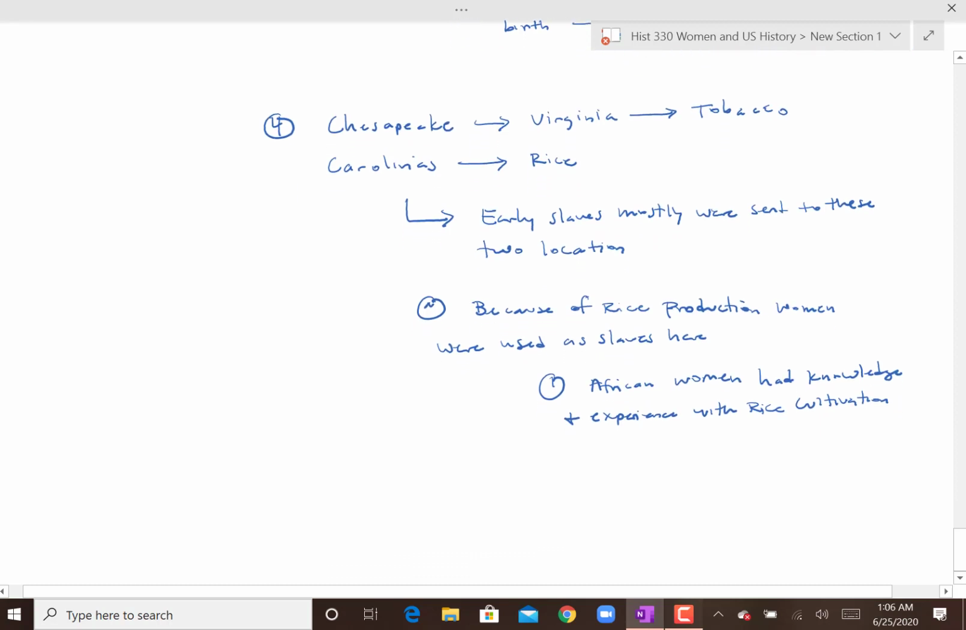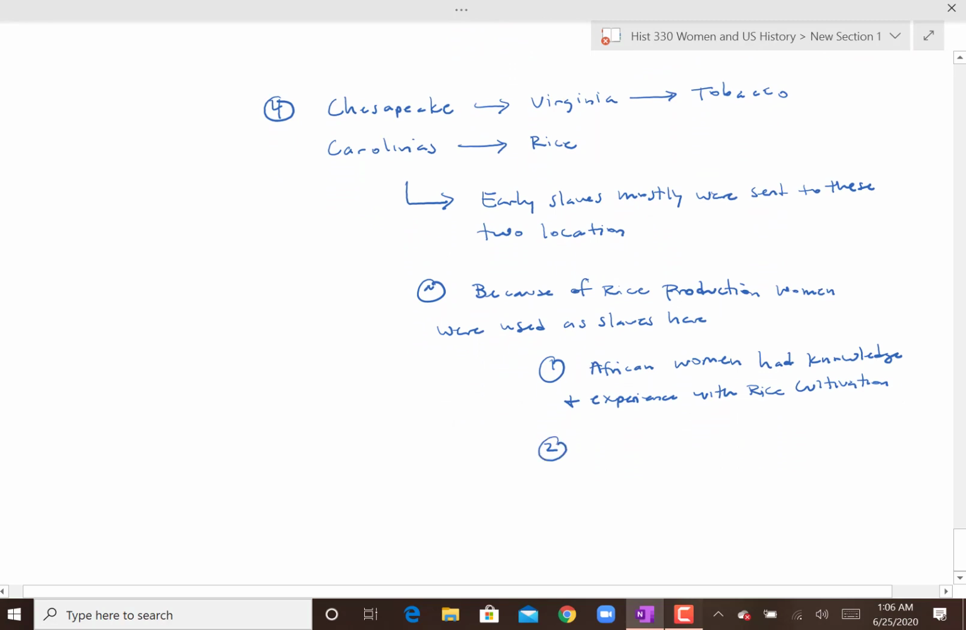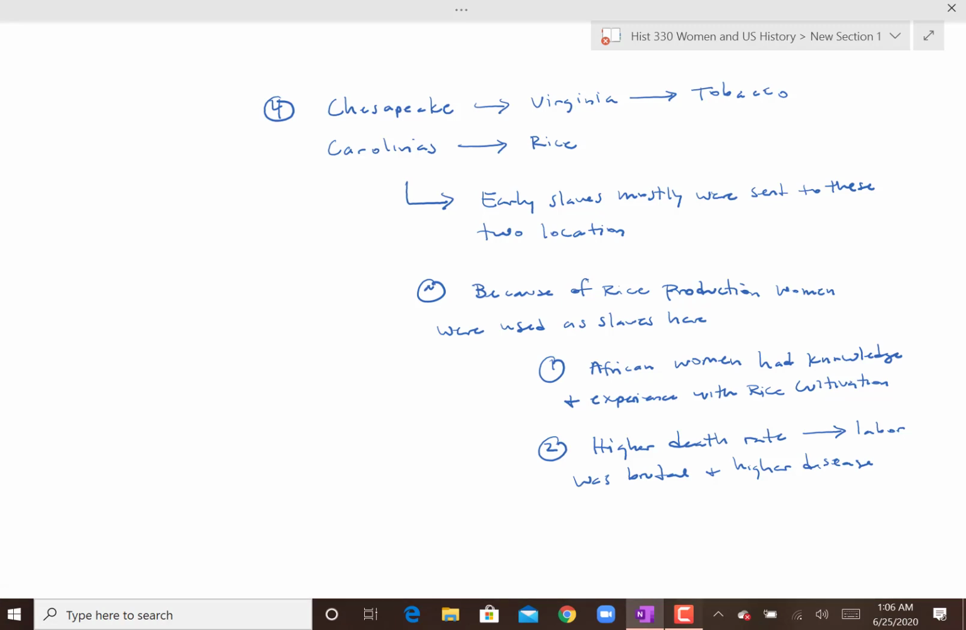The issue with the Carolinas, though, of course, was that it had a much higher death rate, in part because the labor was brutal, and higher disease, because you were in standing water. So you had these women that were in standing water that were constantly bending down and picking up. And then because of standing water, there were more mosquitoes and other diseases that they contracted and died from. Then because the labor was so hard, many died, like worked to death.